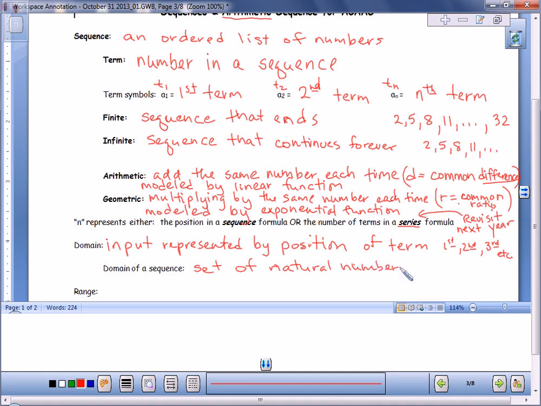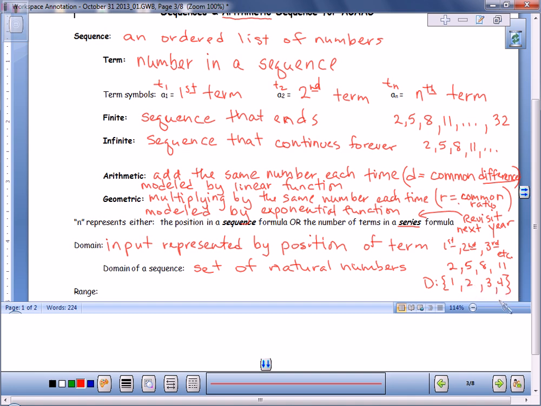It would be a subset of that. So for this one, let's say I gave you 2, 5, 8, and 11. Our domain would be 1, 2, 3, and 4, because there's the first term, the second term, the third term, and the fourth term. Make sense?